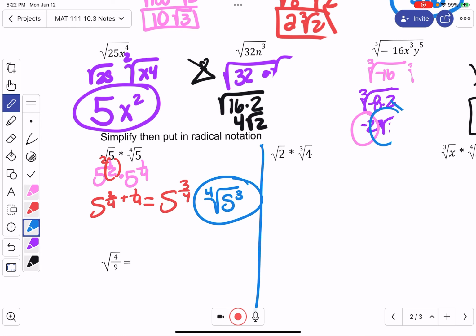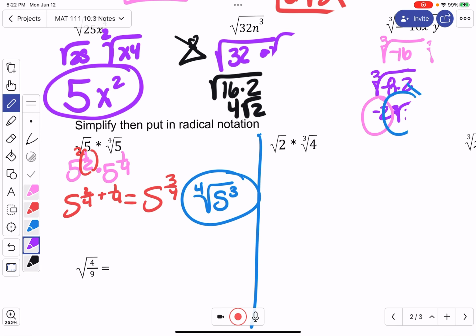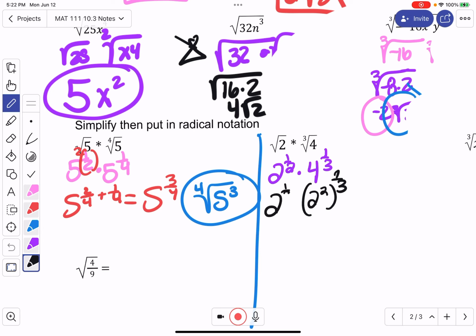All right, let's look at this next one here. 2 to the 1/2, and then 4 to the 1/3. We don't have the same base yet. 4 is the same as 2 squared. Do you agree? 2 times 2 is 4. So I can rewrite that as 2 squared to the 1/3. Then we can multiply these exponents. So we get 2 to the 2/3.